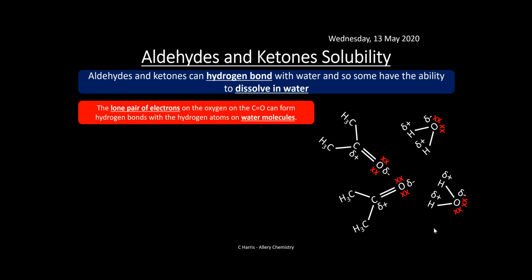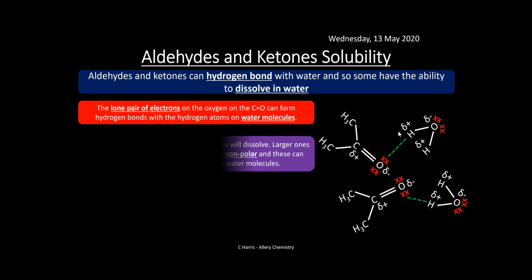And so here we go, here's our example. You can see here that we've got our carbonyl group. In this case, this is a ketone, and it has a lone pair of electrons on the oxygen, and it can form a hydrogen bond with the hydrogen on the water molecules, as you can see there. And that effectively means that it is quite soluble.